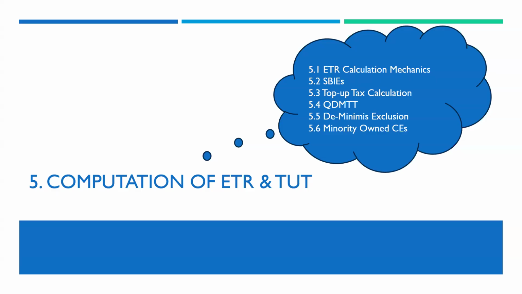Chapter 3 was about how to calculate globe income. Chapter 4 was about how to calculate the covered taxes, the numerator. And the fifth chapter is about computation of ETR and top-up taxes. TUT is top-up taxes. Here, we looked at the numerator in detail, the denominator in detail. We will also look at the product in detail because there are a few things that we should understand.